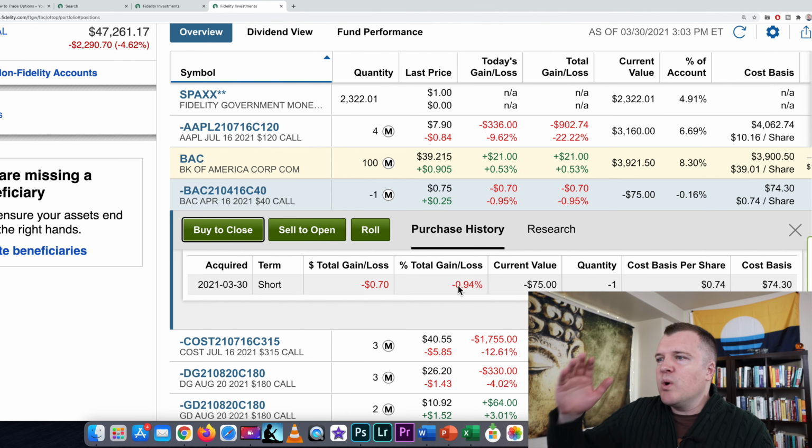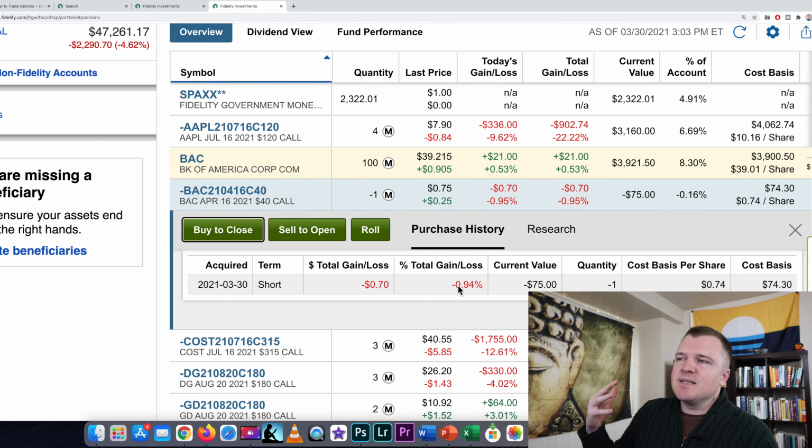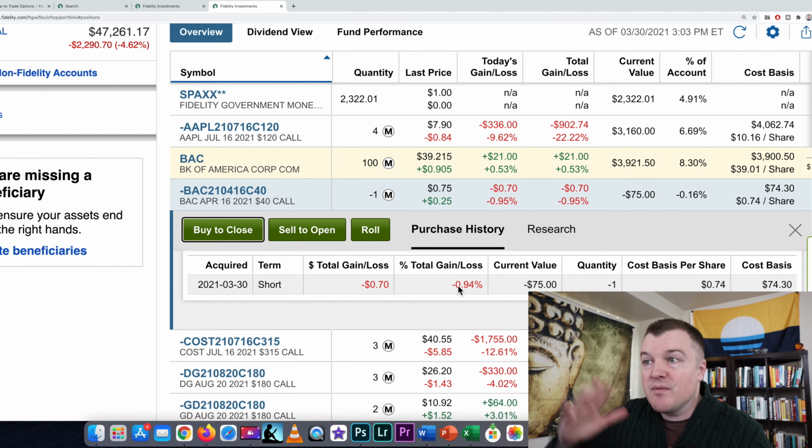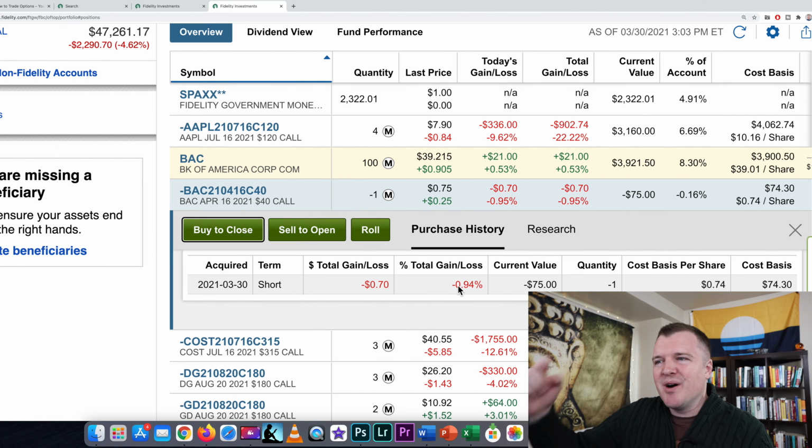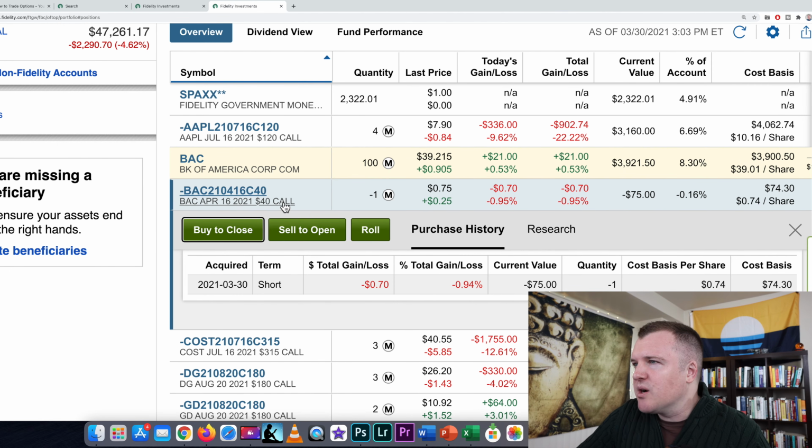And what you're hoping for is that the Bank of America share price does not go above $40 per share. So currently it's $39.21. If it gets above 40 in 2 weeks, then my 100 shares will be called away. But your break-even price is what you were paid for the option contract.